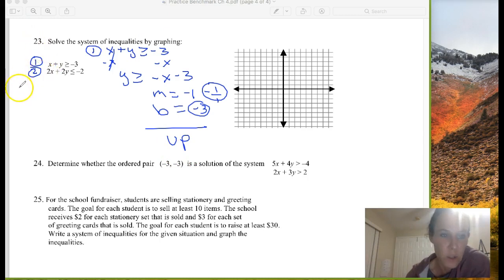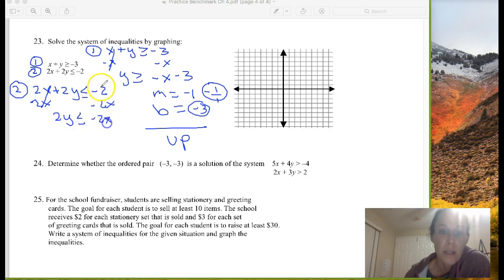Now let's do equation 2. Equation 2, first put it in slope-intercept form. And I said equation and I meant inequality. I apologize for that terminology. It is an inequality. Okay, solve for y, subtract 2x from both sides. And I'm going to get 2y is less than or equal to negative 2x minus 2. Divide by 2 on both sides.